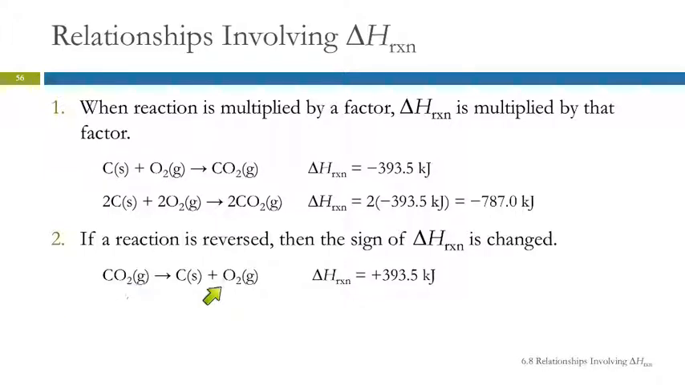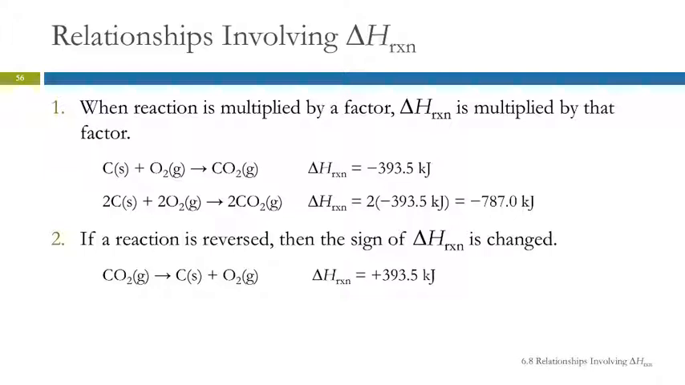If I write the reaction in reverse, so this was an exothermic reaction, carbon plus oxygen making carbon dioxide was releasing energy. If I do the reaction in the other direction, I take the carbon dioxide and make carbon and oxygen out of it, the heat exchange is going to be the same, but it's going to go in the opposite direction. That make sense? So if I do the reaction one way, it's negative. If I do the reaction the other way, it's positive.